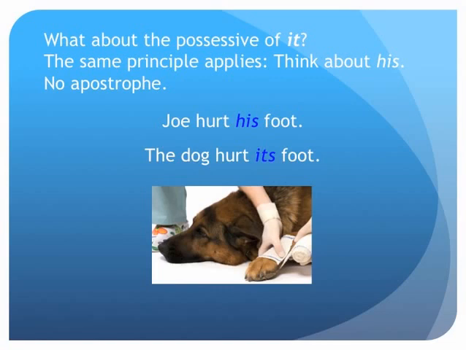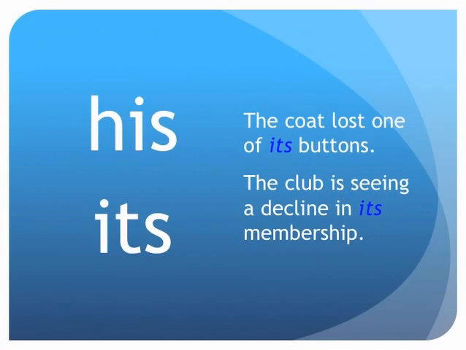No apostrophe. Joe hurt his foot. The dog hurt its foot. The coat lost one of its buttons. The club is seeing a decline in its membership.